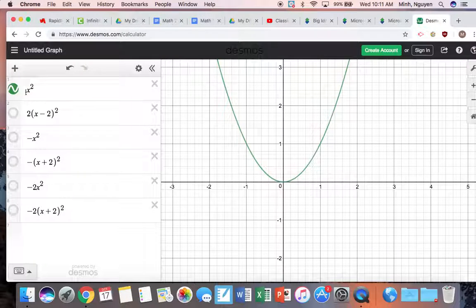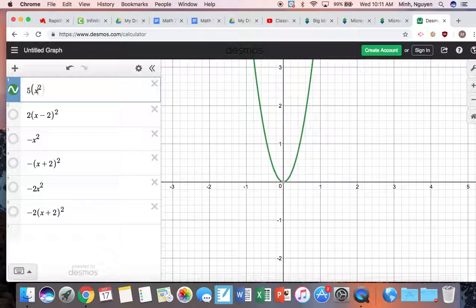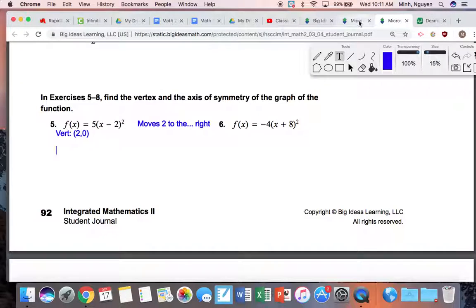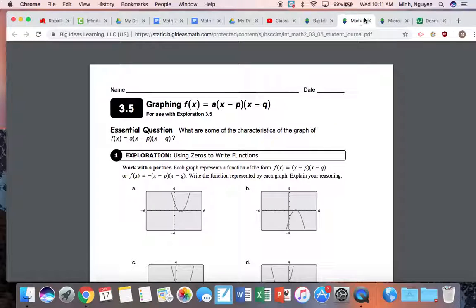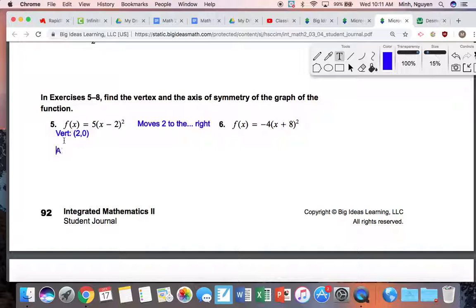And let's see. 2, 0. And the axis of symmetry is where it gets cut in half, where it makes it symmetric. And that line is right here down the middle, or when x is equal to 2. So you'd say axis of symmetry, x equals 2. Notice I did not just write 2, it's a whole line. An axis is a whole line, right? So you got to do that. Okay, so that's 5, 6, 7, and 8 for you.